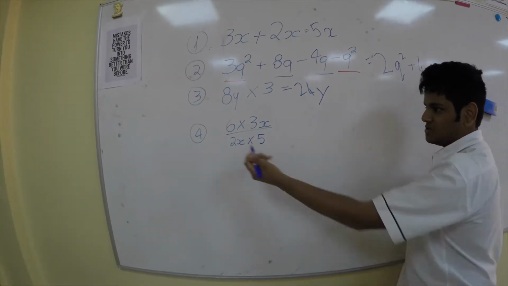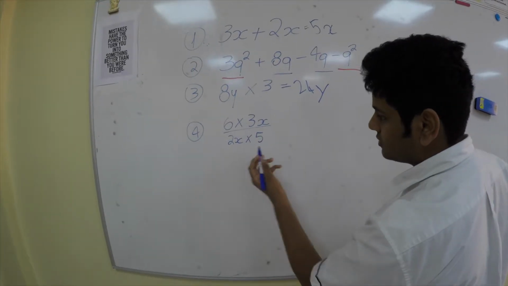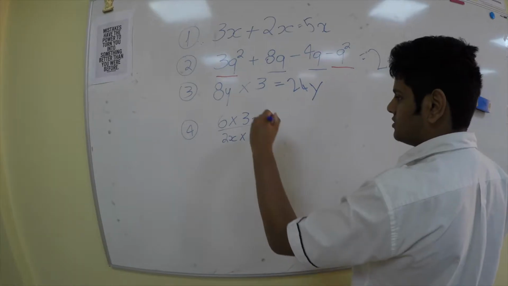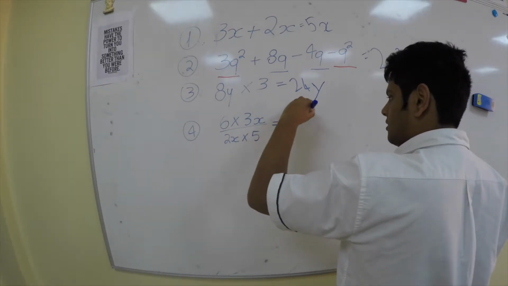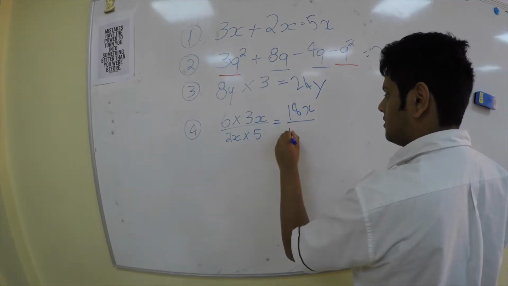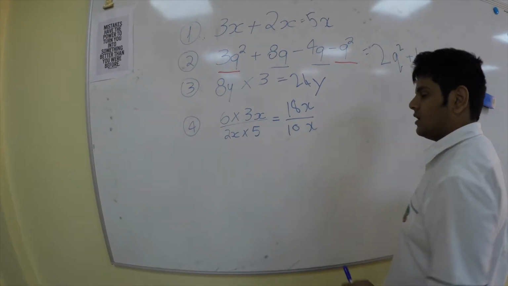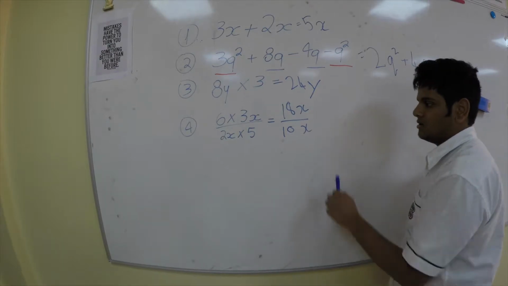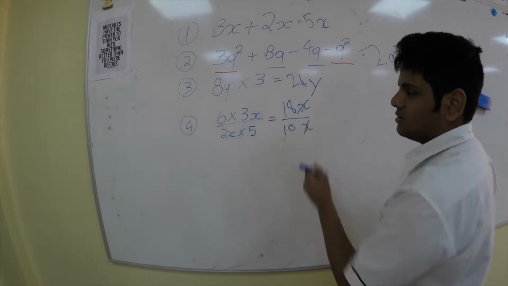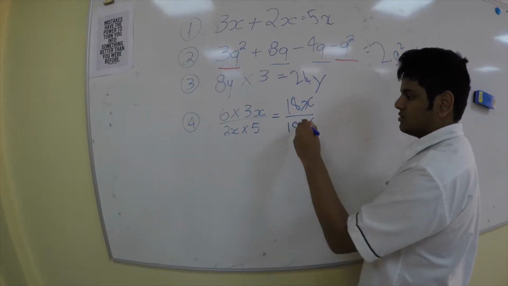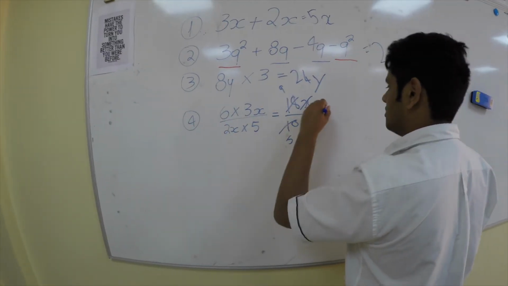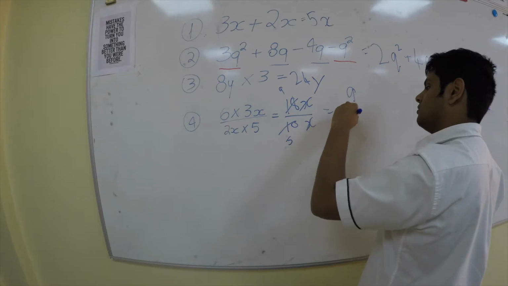Simple enough. So the next one, 6 times 3x over 2x times 5. So it's kind of like this. You just do this on the numerator and the denominator. So it becomes 18x over 10x. And as you can see here, you have x in the numerator and x in the denominator, so you can cancel that out. So you can cancel out the x and then you can basically reduce the numbers here. So this becomes 5. This becomes 9. So it can become 9 over 5.